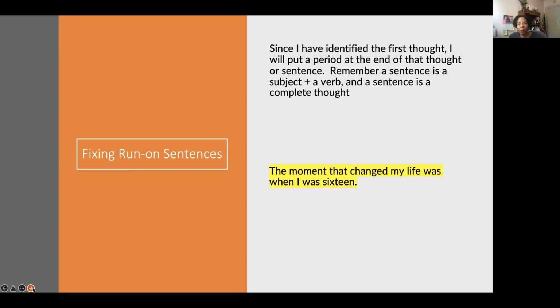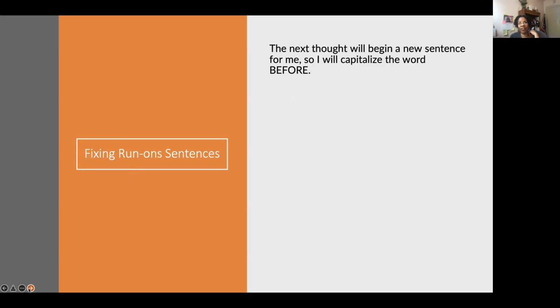The moment that changed my life was when I was 16. Boom, there's the sentence. But I still have this other stuff to get through, right? So the next thought will begin a new sentence. So I will capitalize the word before. Before is also a preposition, right?